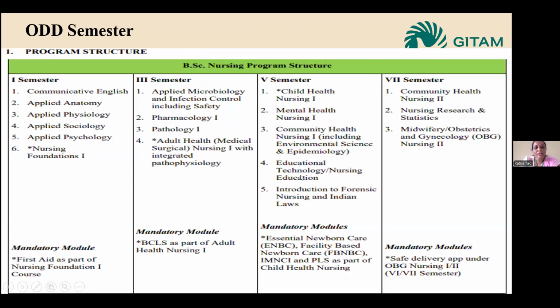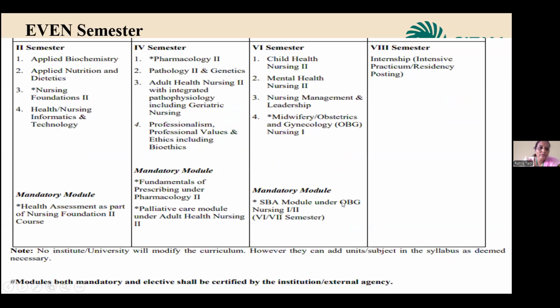About odd semester and even semester, it is better to remember odd and even because along with our semester, all the other running semesters will be odd only. Suppose it is the first semester; the other semesters running in that particular 6 months will be odd only: first, third, fifth, seventh. I'm not going into detail about the subjects because it was already dealt with and it will take more time. Each semester has its own module according to the specialty, and both mandatory modules and electives are there. Then we have the even semesters: second, fourth, sixth, and eighth.